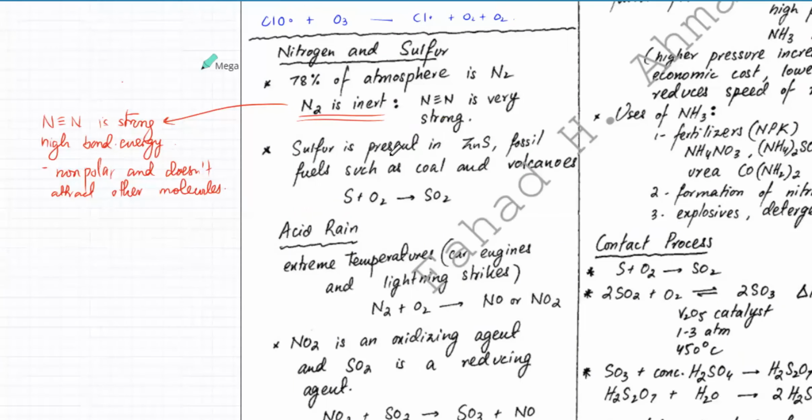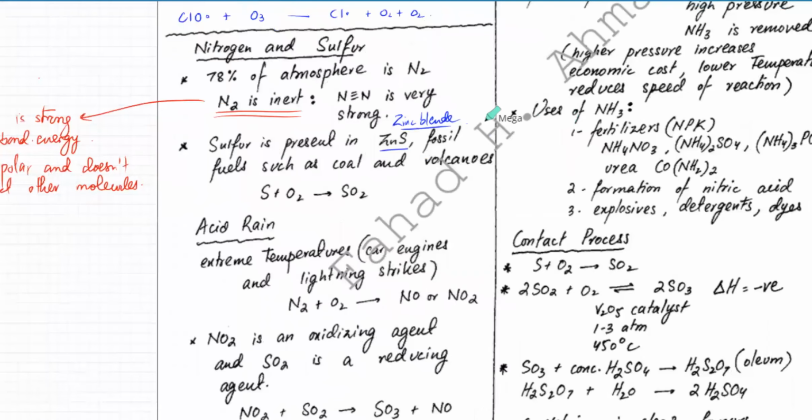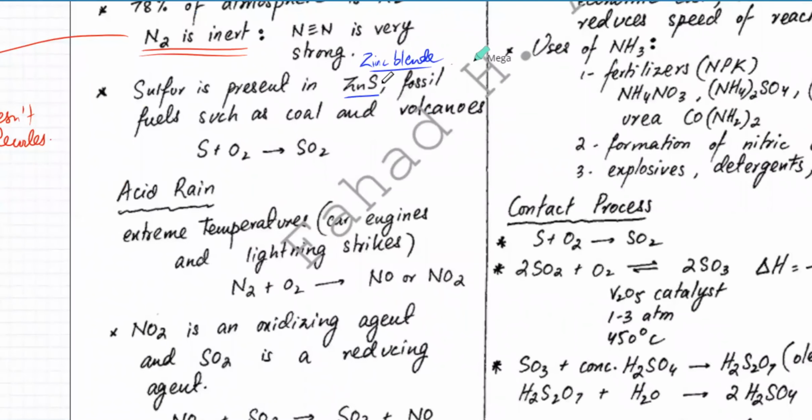Then you have sulfur, which is present in what is known as zinc blende. That's a very specific ore. It's often present in a lot of fossil fuels, such as coal, and in volcanoes. So there's a lot of sulfur, and most of the sulfur burns in oxygen and produces sulfur dioxide, which causes acid rain.